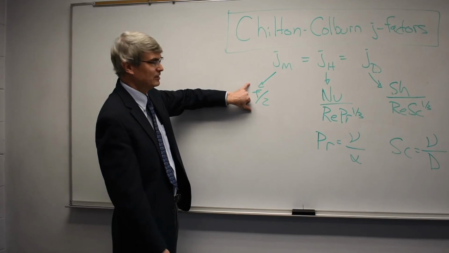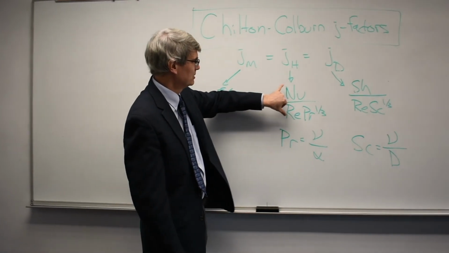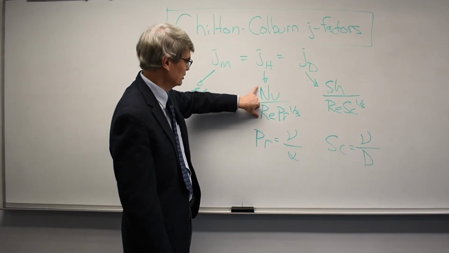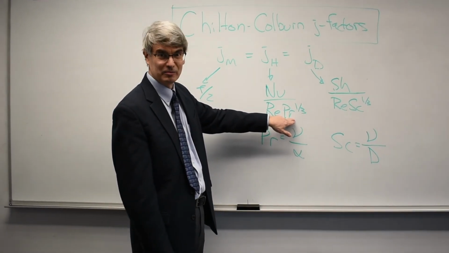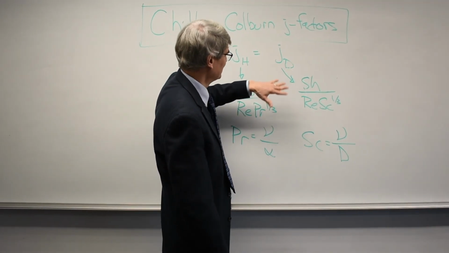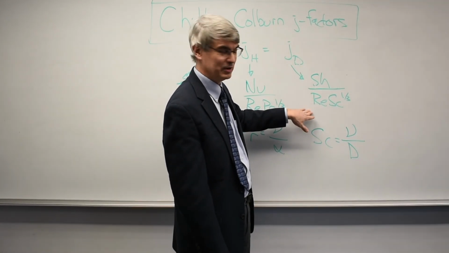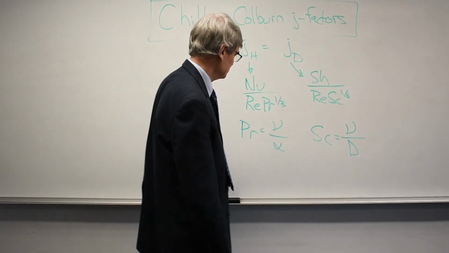And so the J factor for momentum is the friction factor divided by 2. The J factor for heat transfer is the Nusselt number divided by the Reynolds number, the Prandtl number to the 1/3, and the Schmidt number. And the J factor for mass transfer is the Sherwood number divided by the Reynolds number and the Schmidt number.